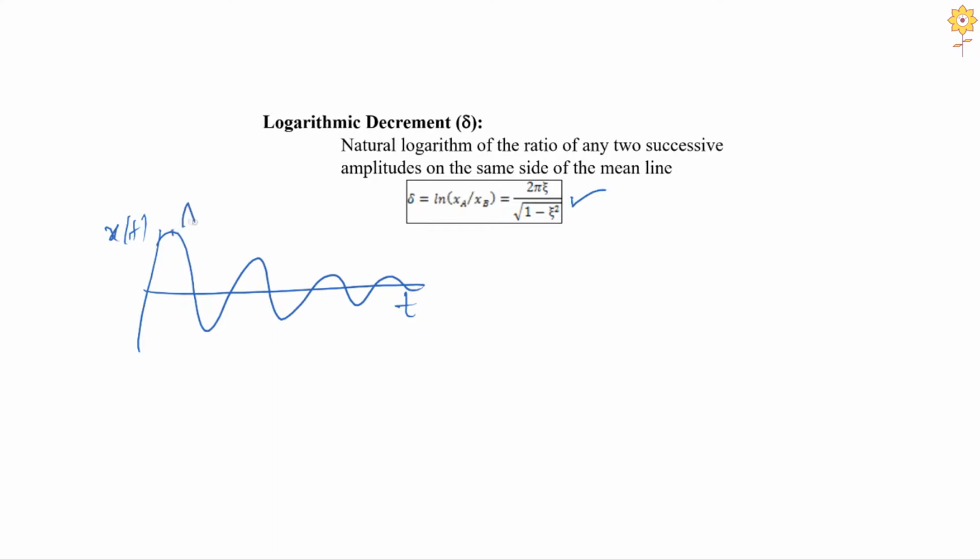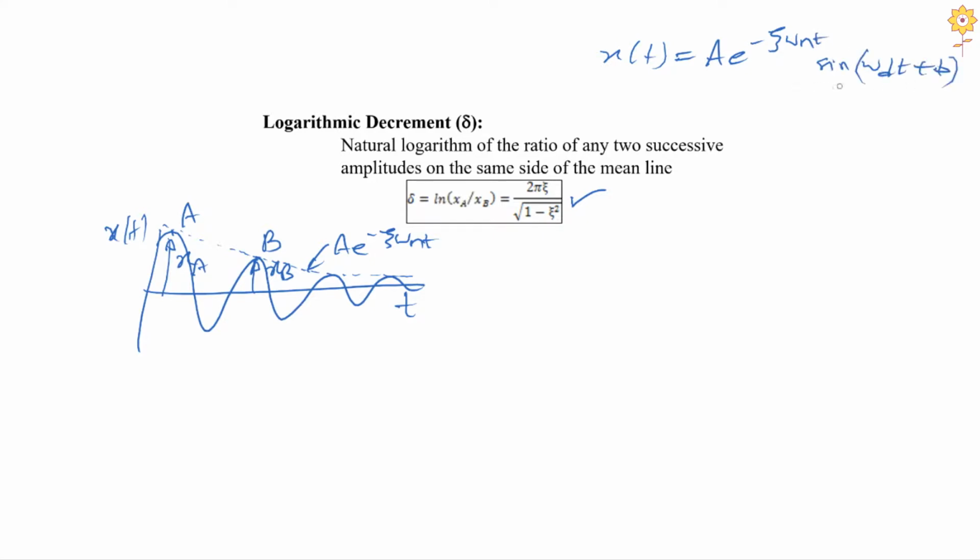So let us call this point as A and point B. So this denotes the amplitude at point A. Let us call it x at A, and this is x at B, right, and the envelope that tries to connect these peaks is given by the formula A e raised to minus zeta omega n t. So let us follow this formula here. x of t is given as A e raised to minus zeta omega n t sine of omega d t plus phi, right. So separate the sine term, whatever remains is the equation for the envelope.